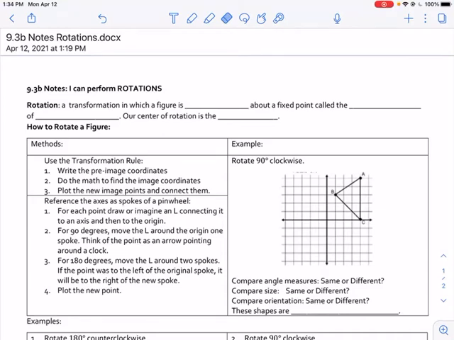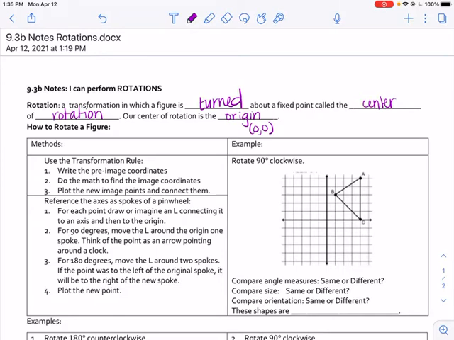Today we're going to learn how to perform rotations and compare the pre-image and image of a figure after it's been rotated. A rotation is a transformation in which a figure is turned about a fixed point called the center of rotation. And we talked about this in our last video. For now, our center of rotation is the origin, which is the point (0, 0). So it's usually in the very center of the graph. However, you could technically have the center of rotation be any point.